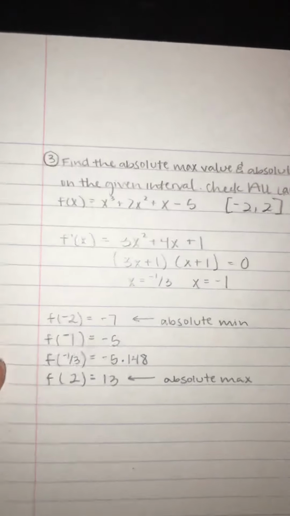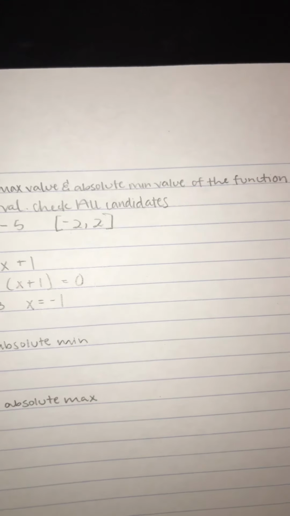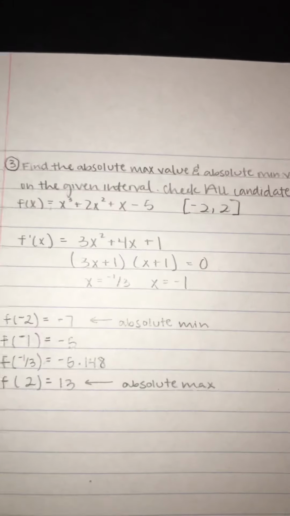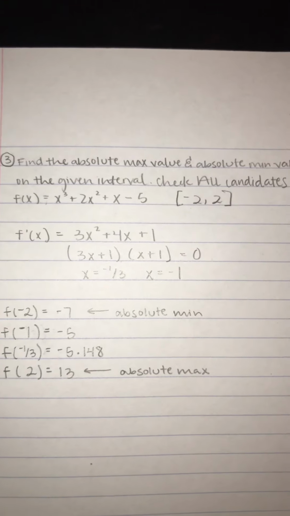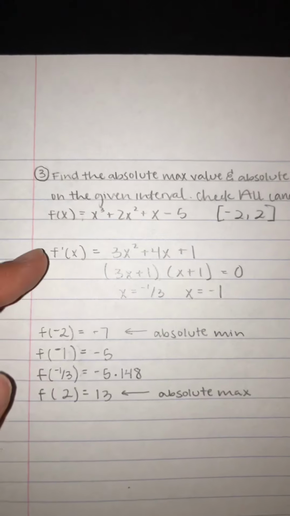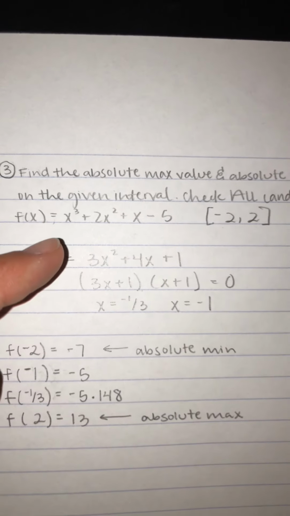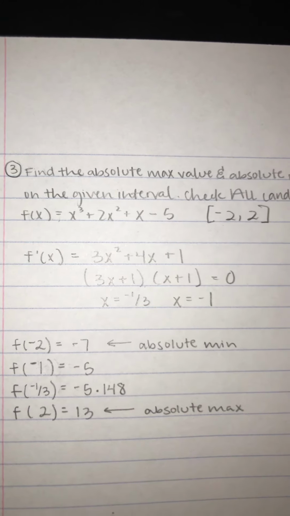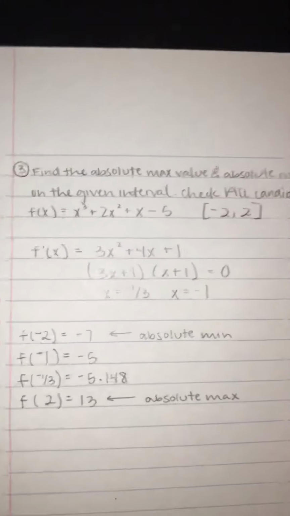And on the last question, find the absolute max value and the absolute minimum value of the function on the given interval, and you have to check all the candidates. So the equation given is f of x equals x to the third plus 2x squared plus x minus 5 on the interval -2, 2.